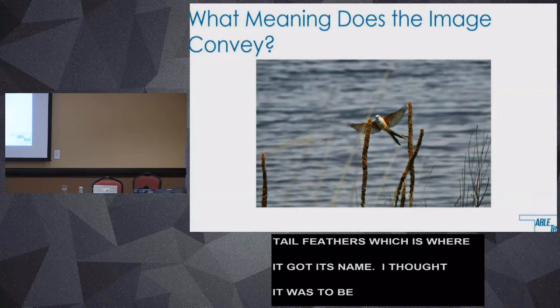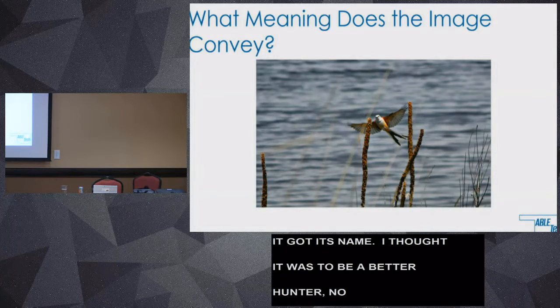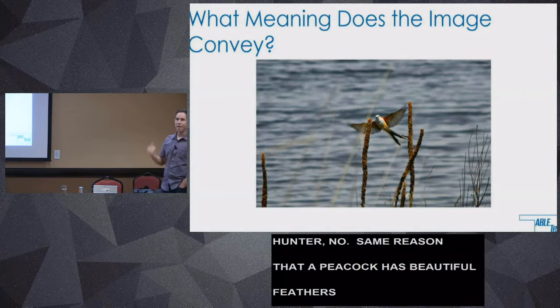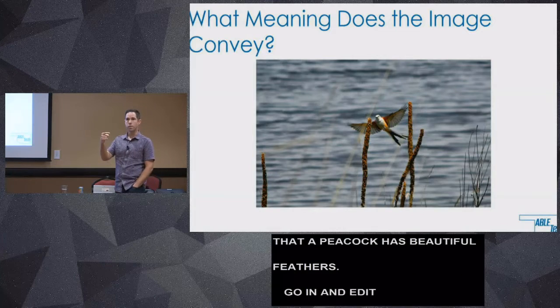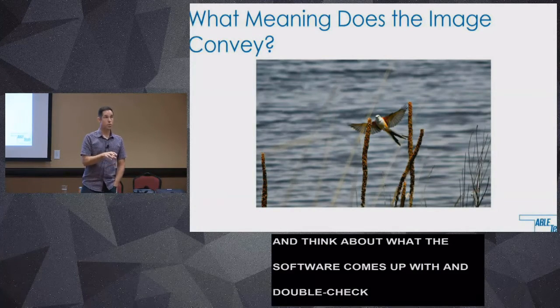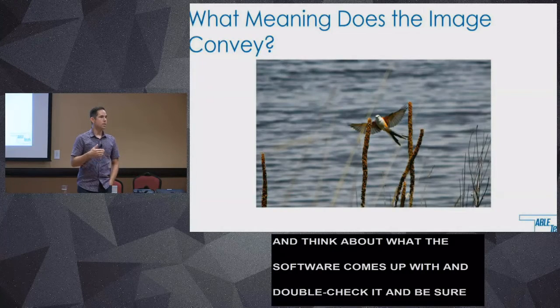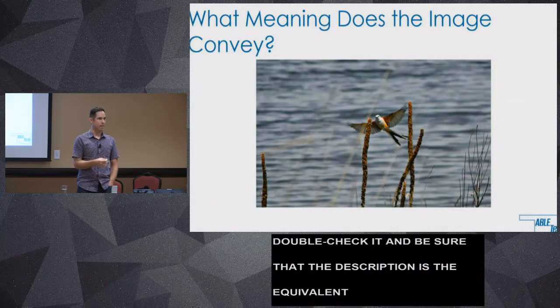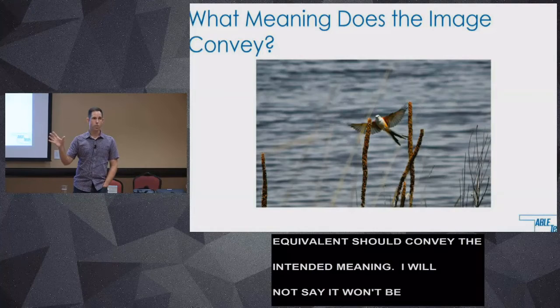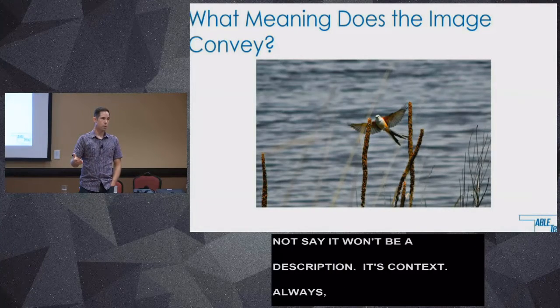So your text equivalent is almost always going to be contextual and may not be a description. For those of you who are using Office 365 or Facebook, go in and edit that stuff. Think about what the software comes up with and double check it and be sure that that description is actually the equivalent. A text equivalent for a visual really should convey the intended meaning. Now, I'm not saying it won't be a description. It's context, always, always in context. It could just be a description.